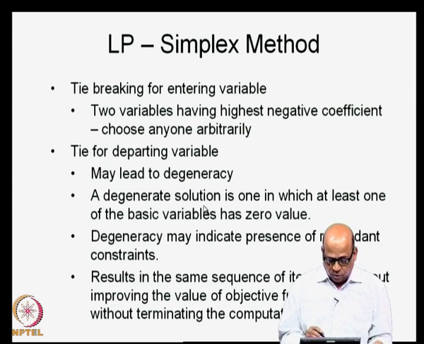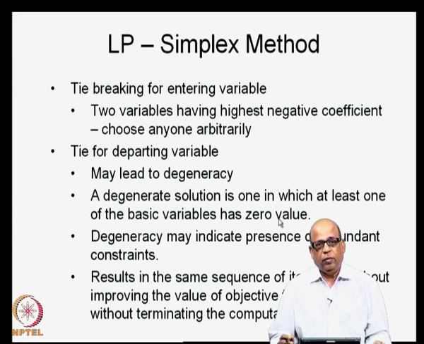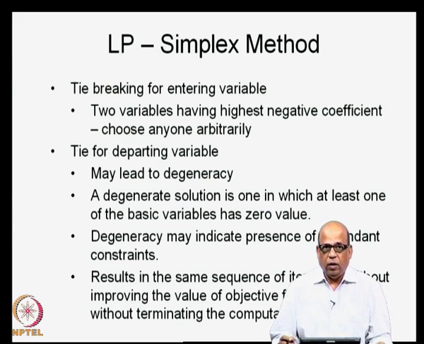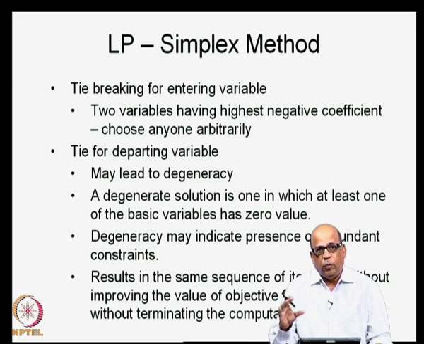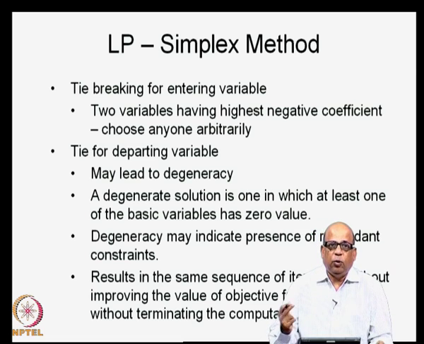A degenerate solution is one in which at least one of the basic variables has a 0 value in the z row. Now, in general, degeneracy will indicate the presence of redundant constraints. Let us say that you had some constraints even with n greater than or equal to m, that means the number of constraints, the number of equations, is less than the number of variables. Even there you may have certain redundant constraints, and that may lead to degeneracy.